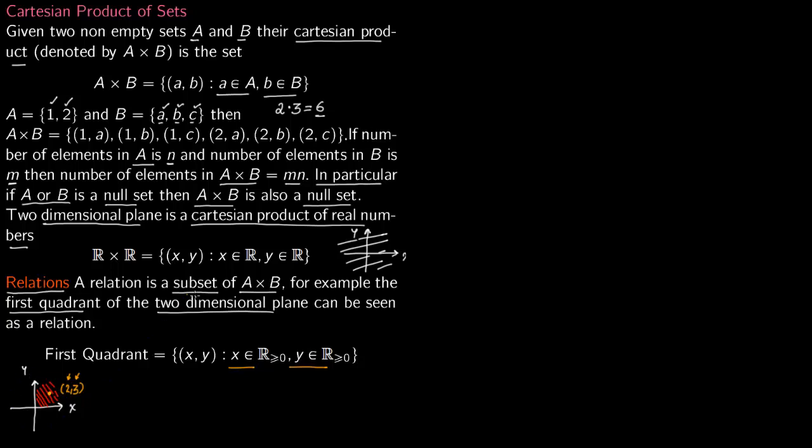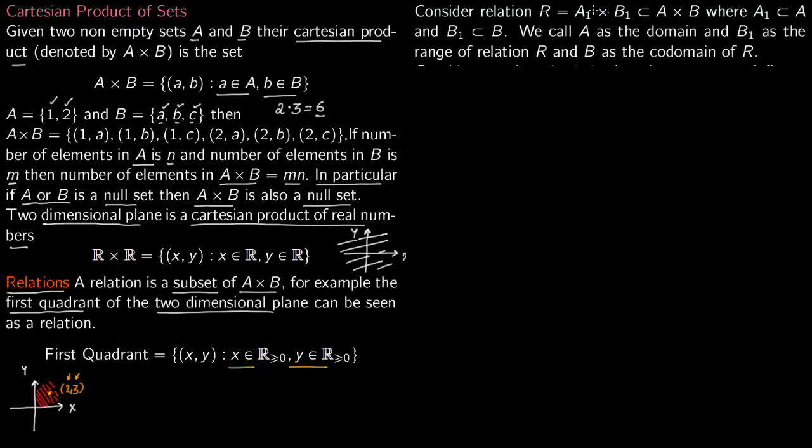So a relation is nothing but a subset of a Cartesian product. For example, consider this relation A1 times B1. This is a subset of A times B. So we are talking about a relation which is a subset of a Cartesian product. A1 would be a subset of A and B1 would be a subset of B. So we are now describing what a relation is, and I'm specifically saying that A1 is a subset of A and B1 is a subset of B.